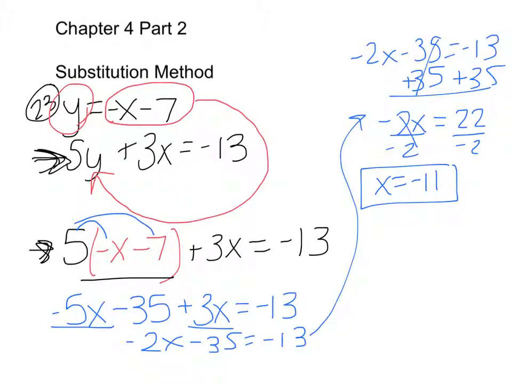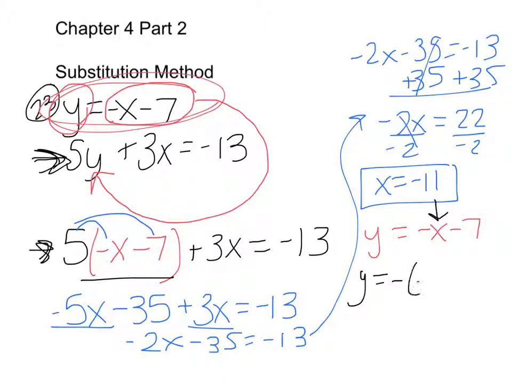Now to find the y, I'm going to use that equation, the one here, we got a lot going on now, y equals negative x minus 7. We don't know y, so we're going to plug in, again we're substituting, this negative 11 in for our negative x. So y is equal to negative, and in parentheses, negative 11 minus 7. Anytime you have a negative times a negative, it becomes a positive. So we'll take 11 minus 7 to get our answer of 4.